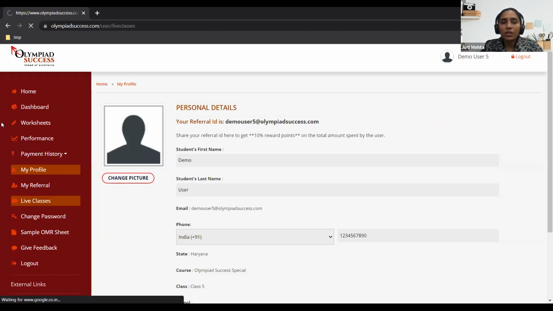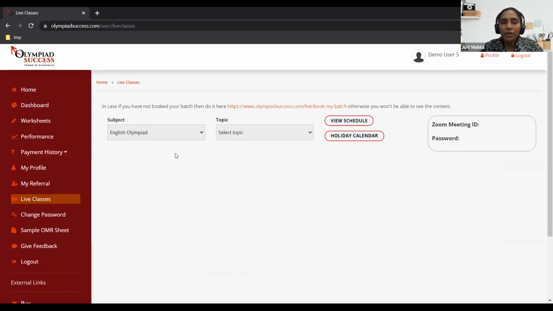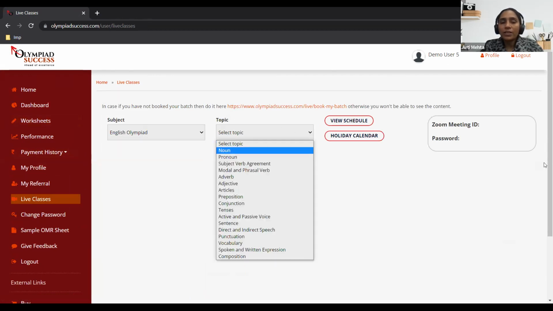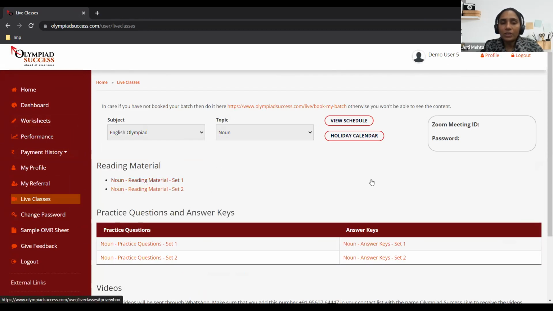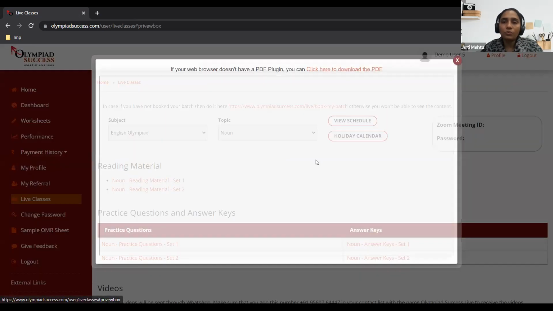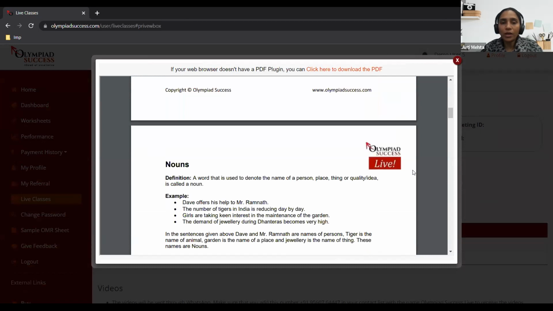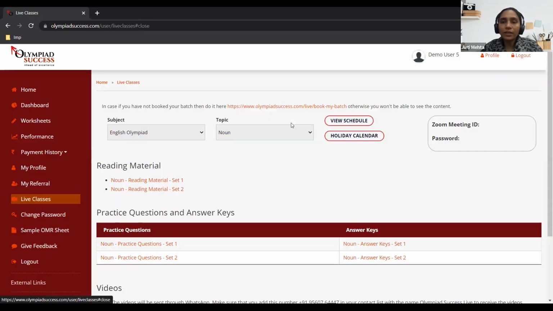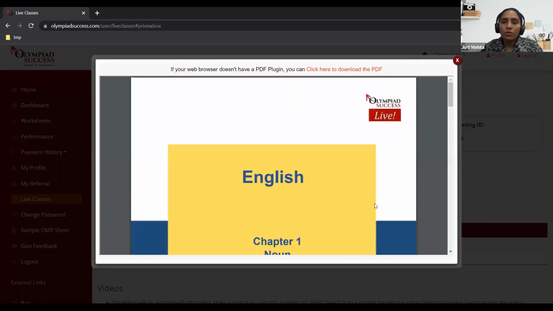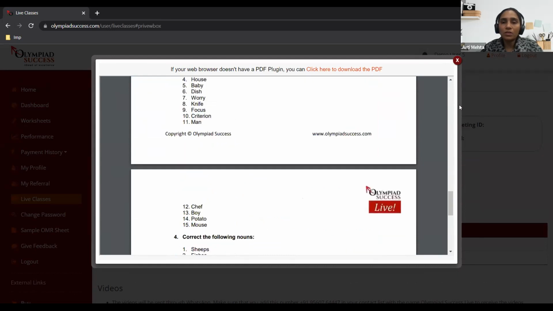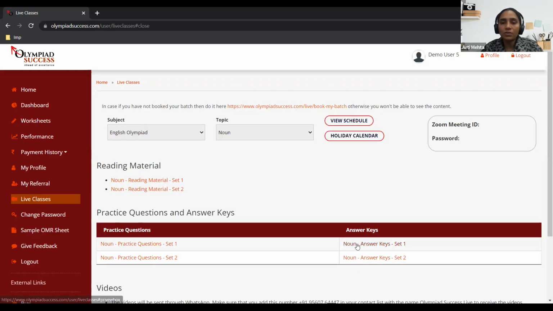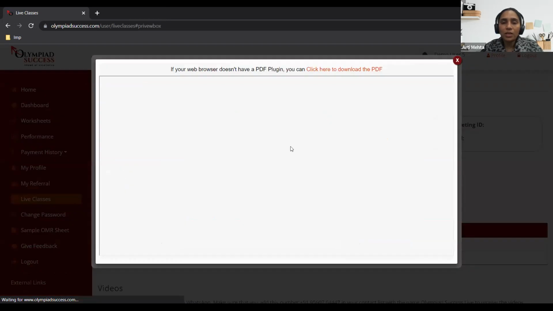Now, the first thing which Rajan sir had mentioned during his presentation was access to the reading material, practice questions and answer key. Under the subject list, you have to select the subject and select the topic. Let's say I selected nouns. I'll click on the reading material of nouns. The PDF of nouns will open up and all the content related to nouns will be displayed over here. You can go through that. Then there will be practice questions related to this topic, which can be seen over here. Just mark your answers and you can compare them with the answer key given by Olympiad Success over here.